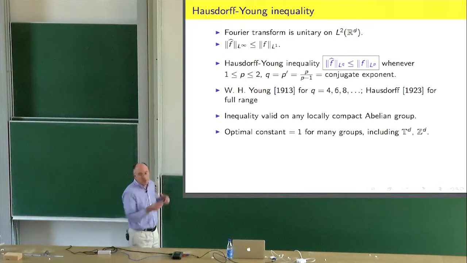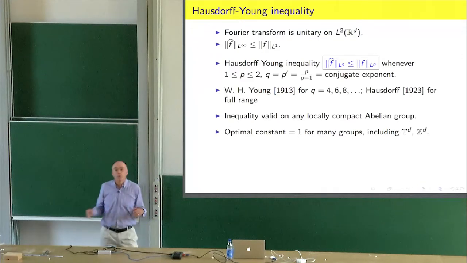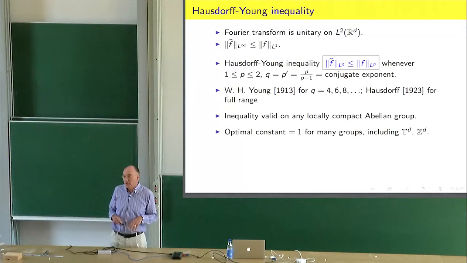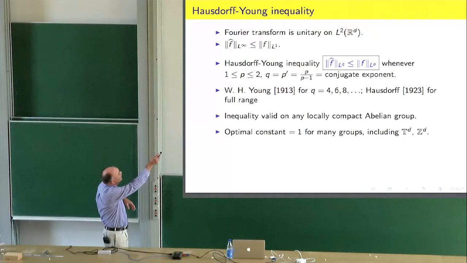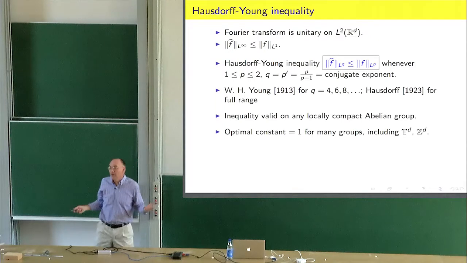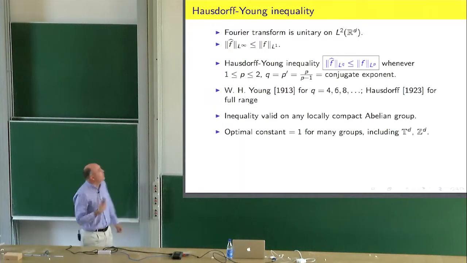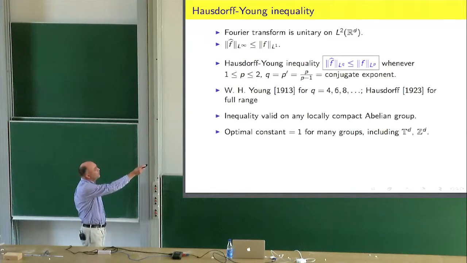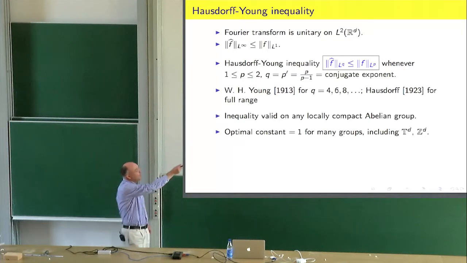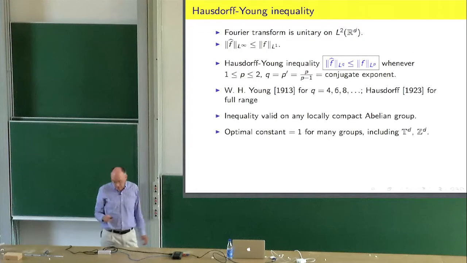Okay, this inequality properly formulated works on any locally compact abelian group with a constant of 1 in the inequality, and that constant is optimal for many groups. And for many important groups, it's optimal for a torus, and it's optimal for the integers of any dimension.